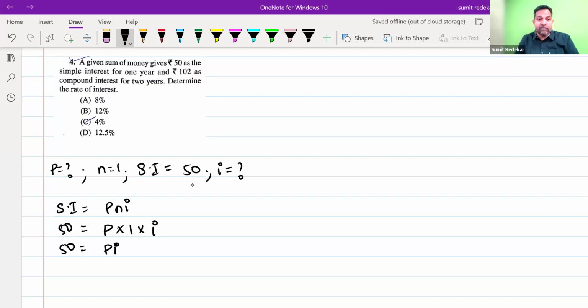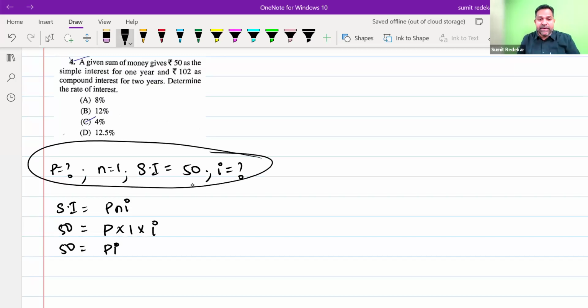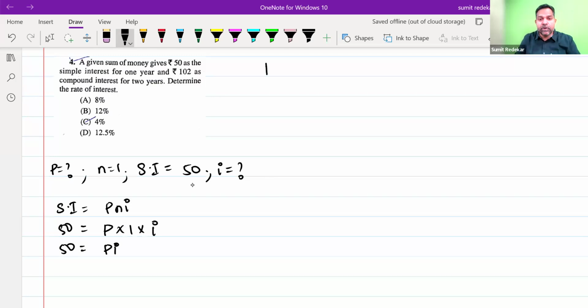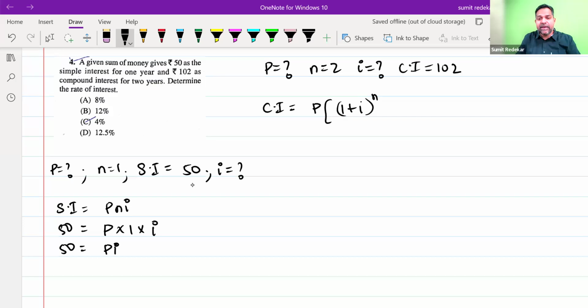What else do I know? Well, what I know is that the compound interest for 2 years is 102. Same situation, just that the compound interest is given to you. Principal, we don't know. The period is now 2 years. Interest, we have absolutely no idea. But we know that the compound interest is 102. Well, then I will say compound interest is principal into (1 plus I) raised to n, minus 1. 102 is principal into (1 plus I) raised to 2, minus 1.